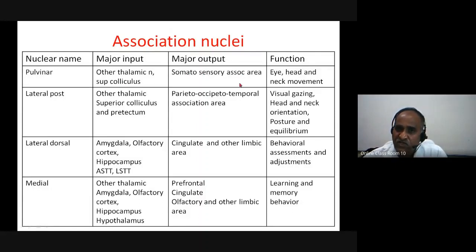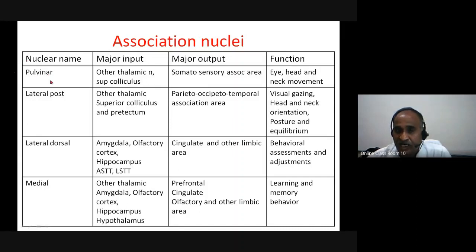This gives information to the parieto-occipito-temporal association area, what is known as the somatosensory association area. So the function is the movement of the eye, head and neck, that is for the pulvinar.